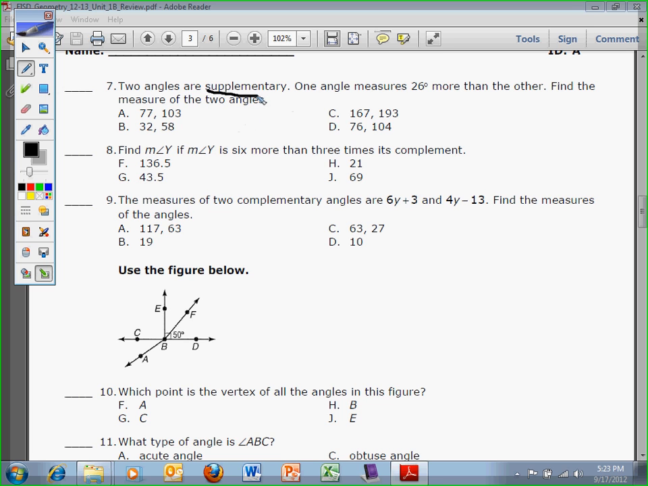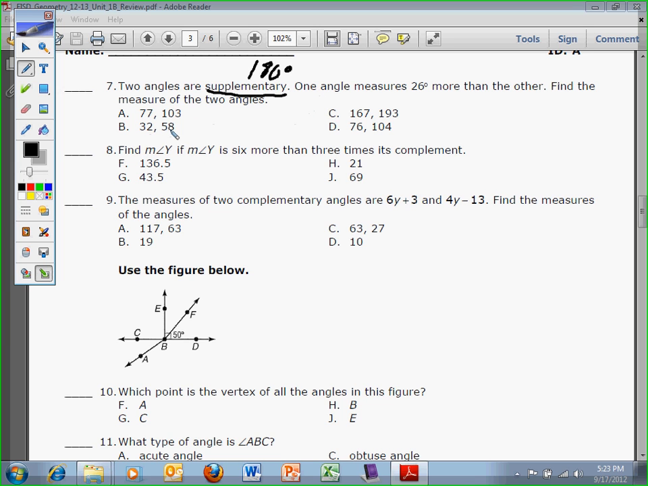Okay, supplementary means they add up or have a sum of 180 degrees. One angle measures 26 more than the other. Find the measures of the two angles. Okay, so the first thing I need to do is eliminate anything that doesn't add up to 180, because I know supplementary is 180 degrees.